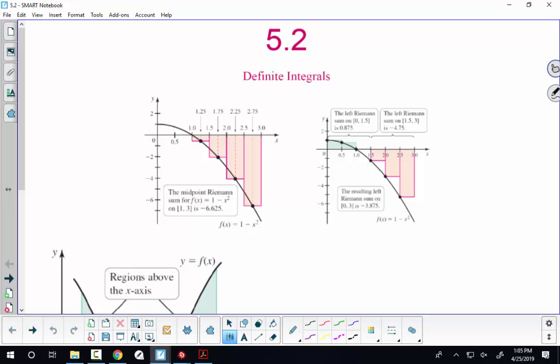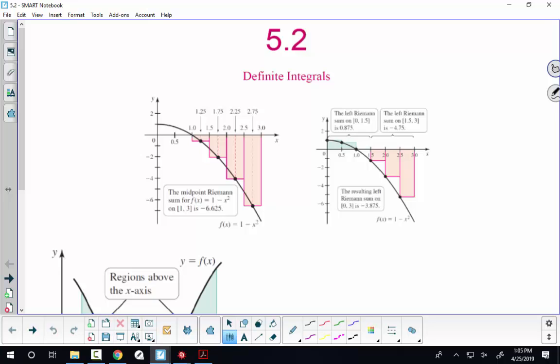I didn't use the language when we were in 4.9, when we found the antiderivative. I tried to be consistent and called it just the antiderivative. But the antiderivative is a type of integral, and there are 2 types of integrals. Here we're dealing with a definite integral. The antiderivative is what they call an indefinite integral. As we progress, I'll make sure to mention the difference between those 2 things.